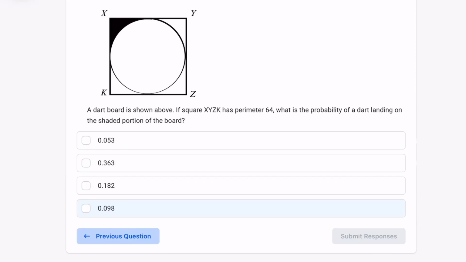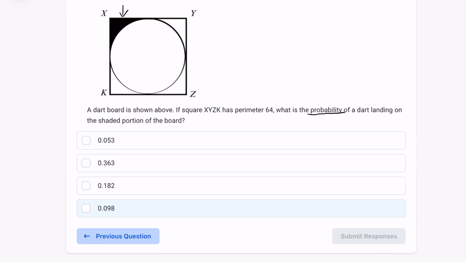This question says, a dartboard is shown above. If square XYZK has perimeter 64, what is the probability of a dart landing on the shaded portion of the board? So we basically want to know what is the probability of a dart landing right here.